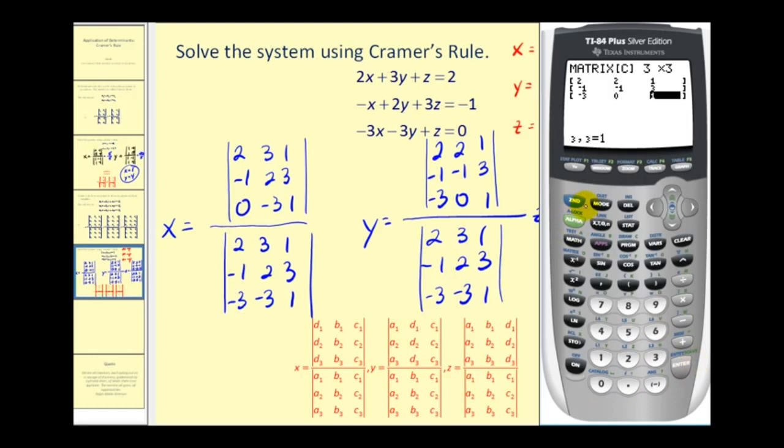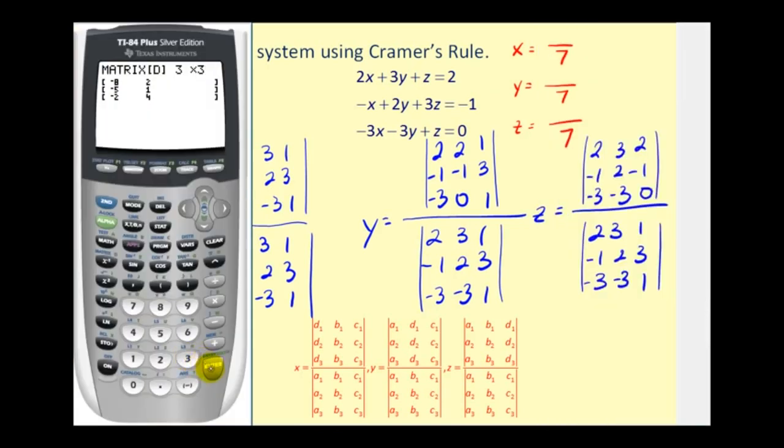And then let's enter in matrix D. Let's move the calculator for that one. First row is 2, 3, 2, -1, 2, -1, -3, -3, 0.